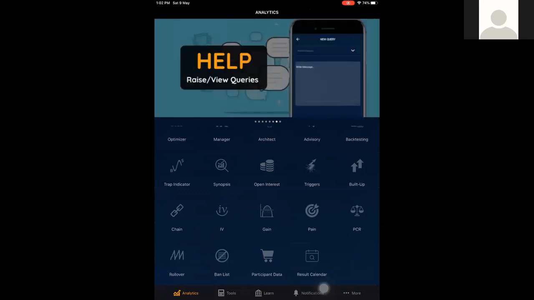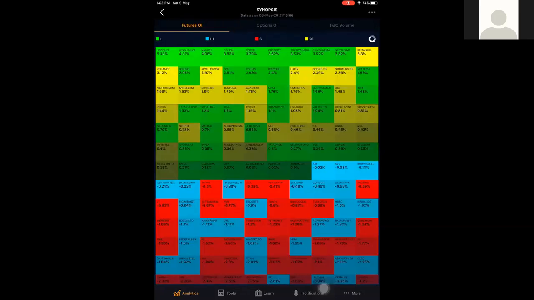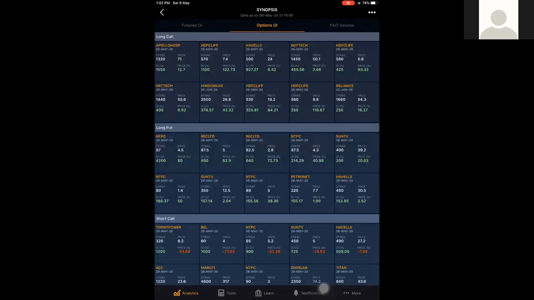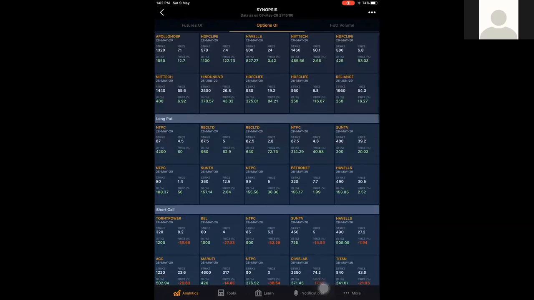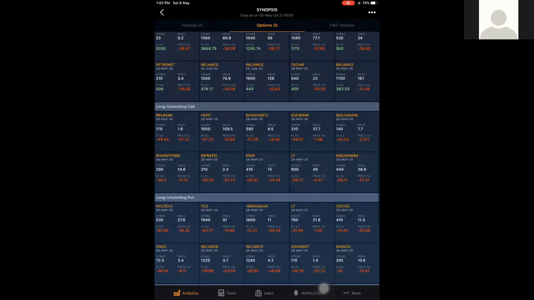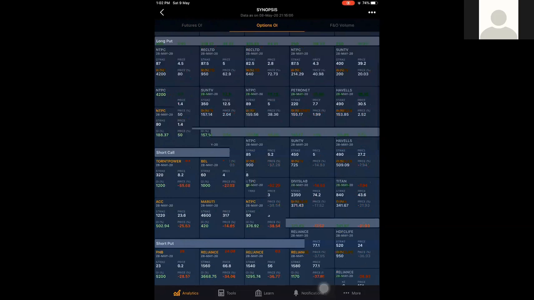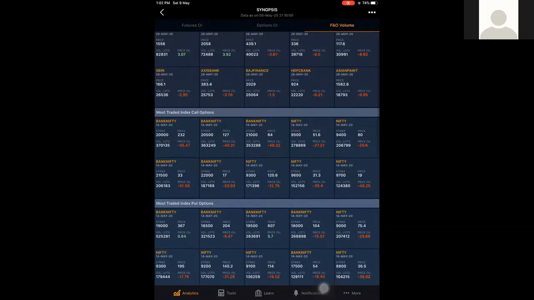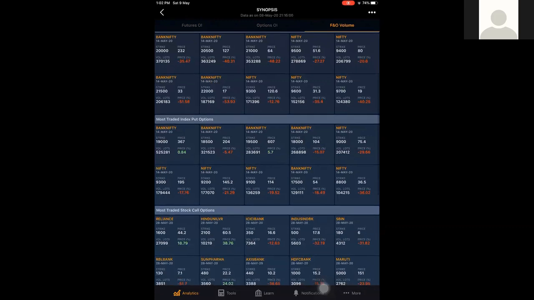So in synopsis, option, we have index options also. At times, when there is index activity, you will see the index options also, it's not just the stock options. In FNO volume, we have the most traded futures, most traded index call option, index put option. So you can refer to this also.